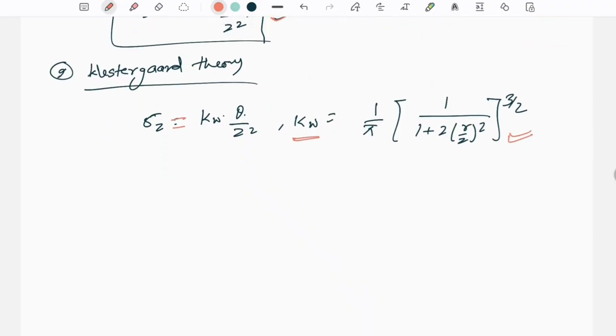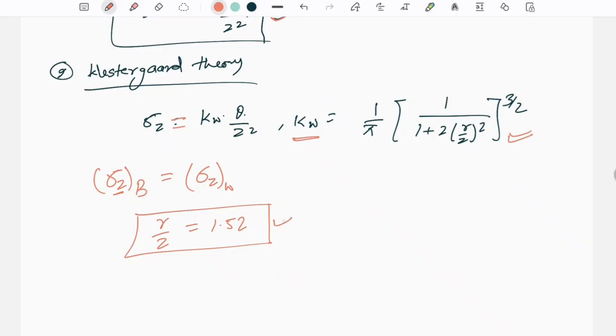When the stress at a depth z due to Boussinesq's theory is equal to the stress at a depth z due to Westergaard, then the r by z value must be equal to 1.52. This value is asked many times in objective exams.